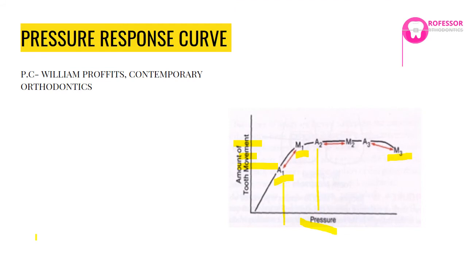So the pressure which is exerted on A1 is lesser than the pressure which is exerted on M1. So that is very critical. So what is it trying to say? It means that if you exert lesser pressure, there is lesser movement of the anchorage unit. This is also one of the reasons why unnecessarily excessive forces should not be used in orthodontic tooth movement.